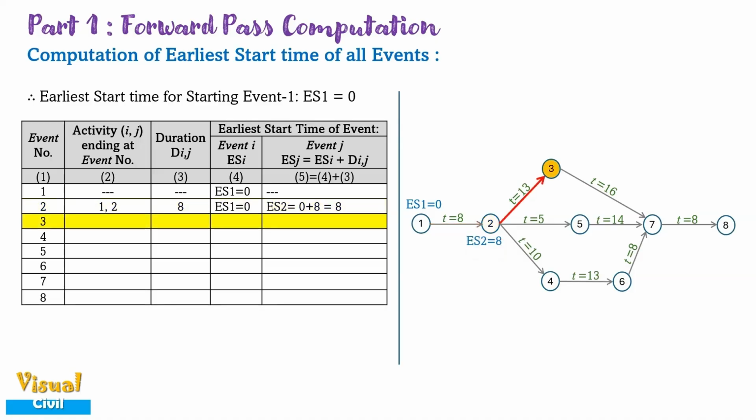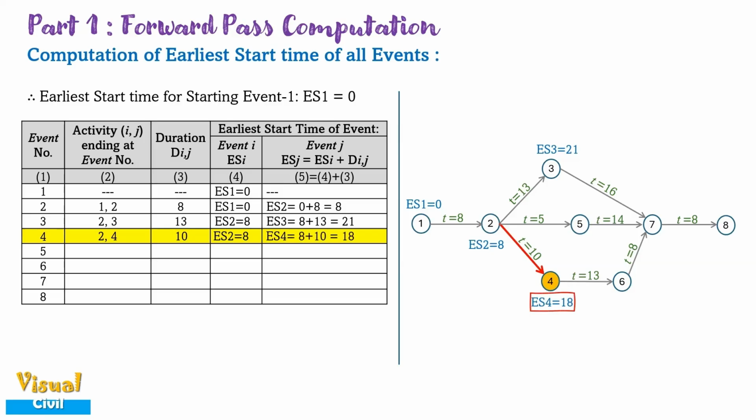At event 3, activity 2-3 is ending with duration 13. The early start time of event i, ES2, is recently calculated as 8. The early start time of event j, ES3, is equal to ES2 plus duration. This is equal to 21. Activity 2-4 is ending at event 4. The duration is 10. The early start time of event i, ES2, is 8. And early start time of event j, ES4, is equal to ES2 plus duration. This is equal to 18.